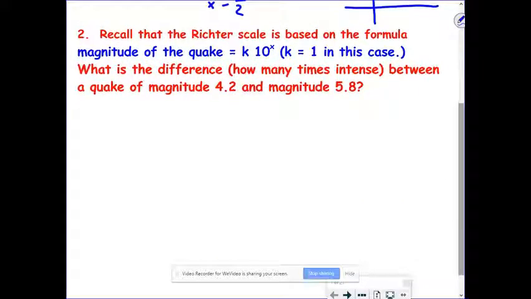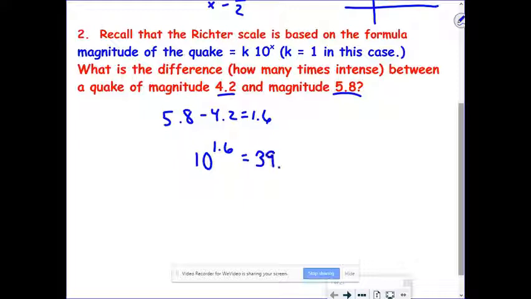Then number 2 talks about the Richter scale. We looked at that last class, the Richter scale, the decibel scale. When we think about the Richter scale, we have to remember that it's a factor of 10. So I take the difference between the magnitudes of the earthquakes, that's 1.6, and then it's 10 raised to the 1.6. That gives you 39.8. So the magnitude 5.8 is 39.8 times as intense as the 4.2 earthquake.